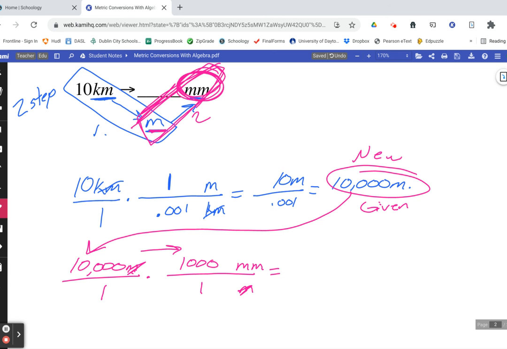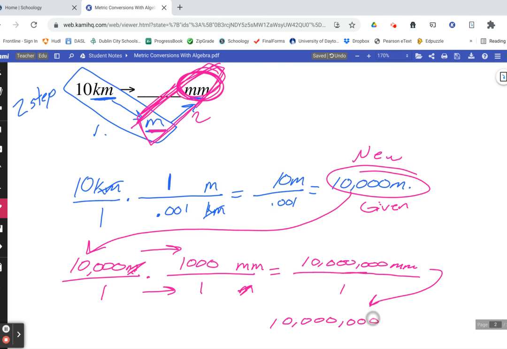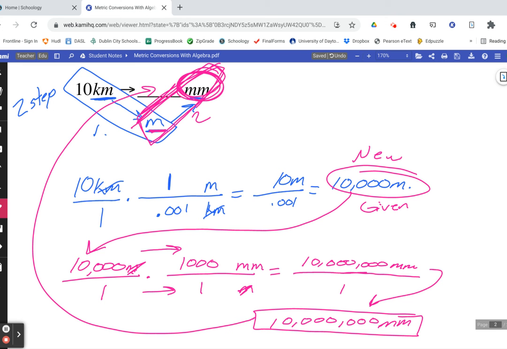I multiply across the top. I multiply across the bottom. 10,000 times 1,000 is 10 million millimeters over what's 1 times 1? 1. Again, we could write this out if you want, but my final answer is 10 million because 10 million divided by 1 is 10 million. Nothing happens. Millimeters. And that right there, guys and gals, is my final answer. I'd write that up in here.